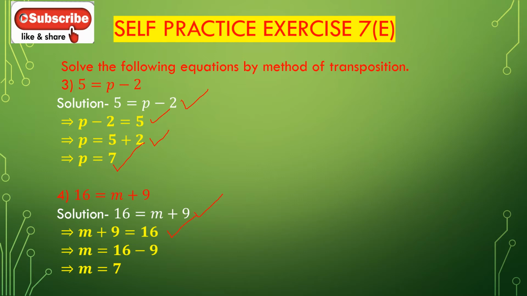Then this plus 9 is transposed to the right hand side. It will become m equal to 16 minus 9. Plus 9 changed to minus 9. M equal to 16 minus 9 is 7. M equal to 7. So value of the variable m is 7.